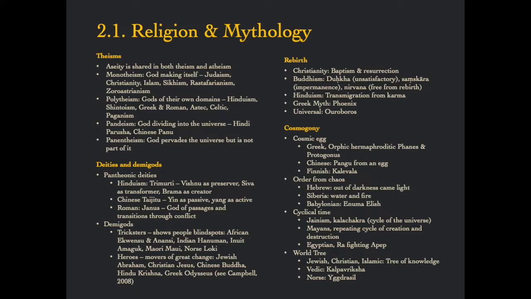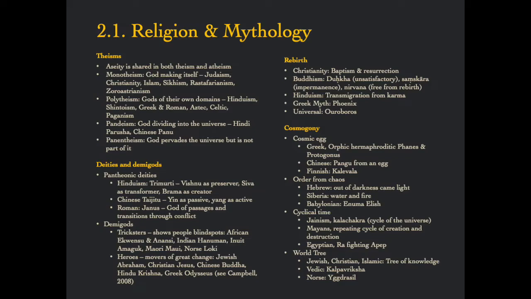Religion and mythology. So I'm going to divide this into theisms, deities and demigods, rebirth, and cosmogony. The first topic is theisms. So there's theism and there's atheism, but in both cases there's some variation of an expression about aseity, which is the idea that things are self-created. So theists generally hold the idea that there's this God that created everything, and that God also created itself. And in atheism, which is people not believing in the existence of God, there's still this belief that reality somehow created itself or it always existed.